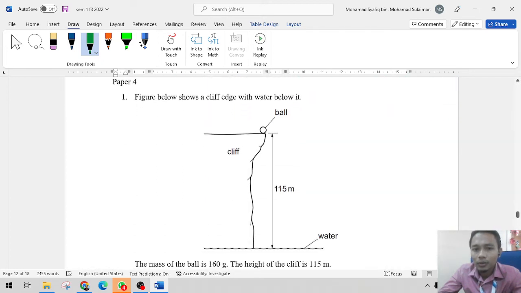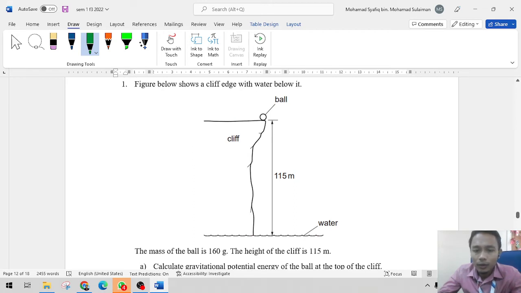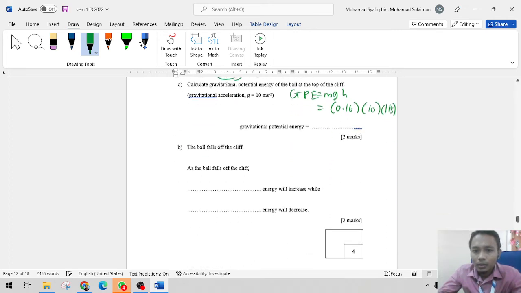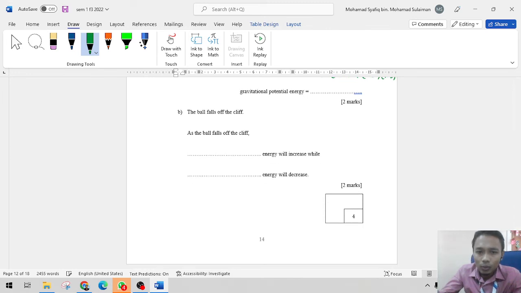Alright, paper 4. Okay, so we have a ball 115 meter above the water. So we have the mass. So gravitational potential energy is equal to mgh. So mass is 0.16, g is 10 and height is 115. Number B. So when it falls off the cliff, kinetic energy will increase and gravitational potential energy will decrease.